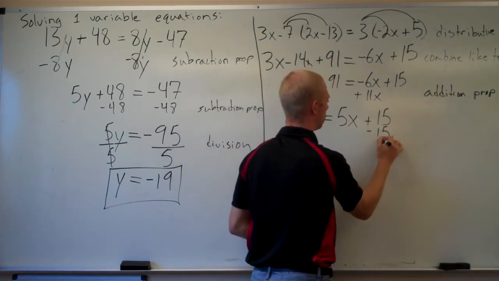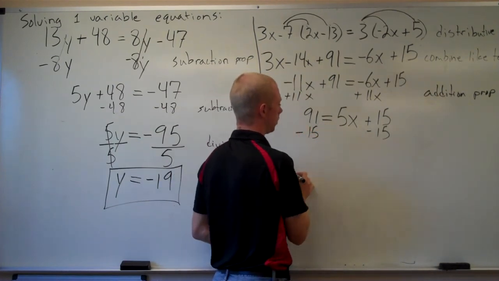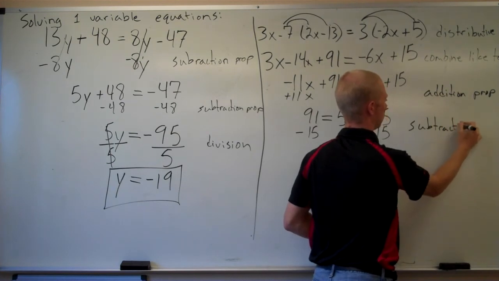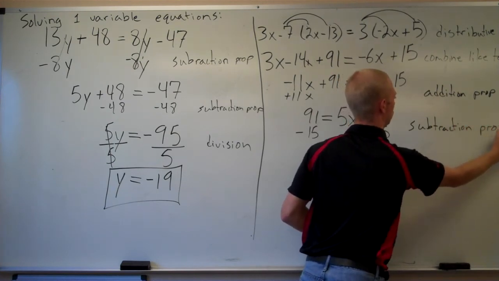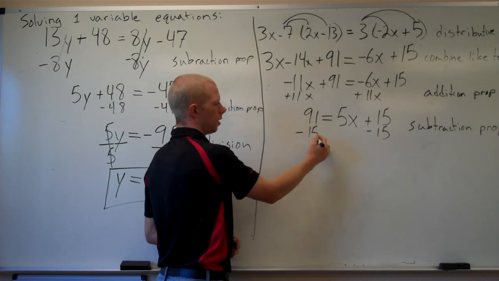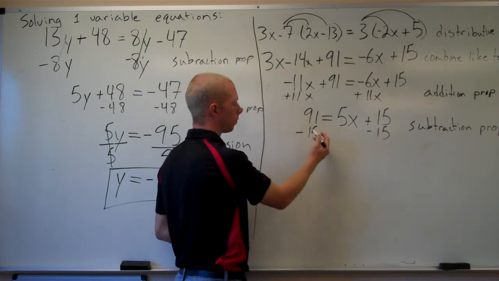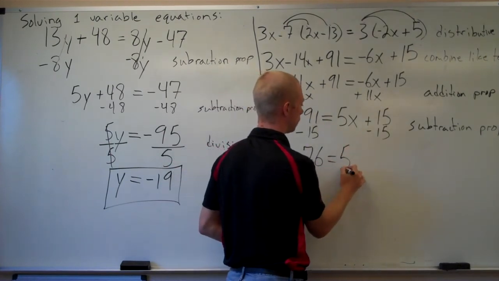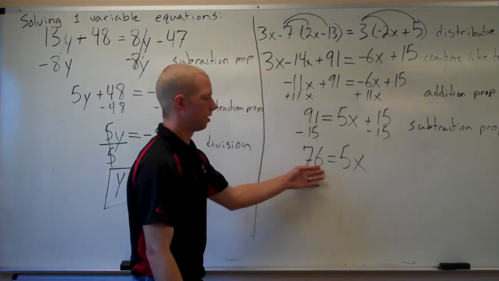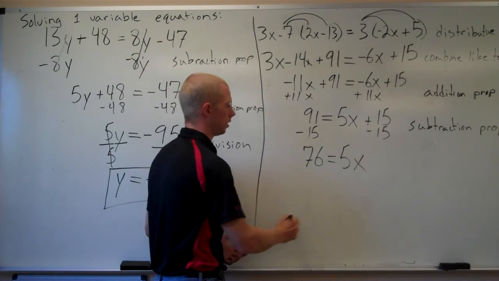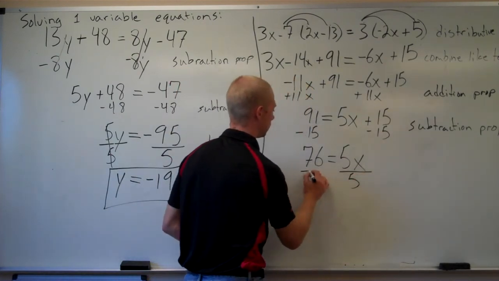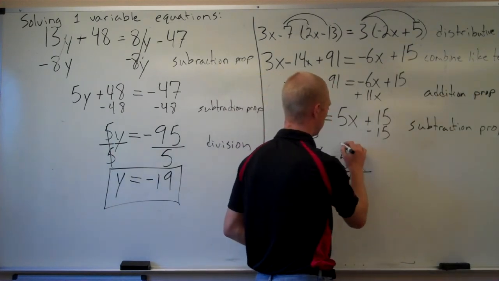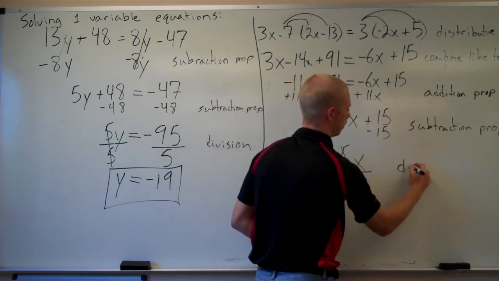Now I'm going to use my subtraction property. 91 minus 15, that'll give me 76 equals 5x. And notice that 5 isn't going to go into there directly, but I can still get my answer here. Divide by 5. That's my division property.